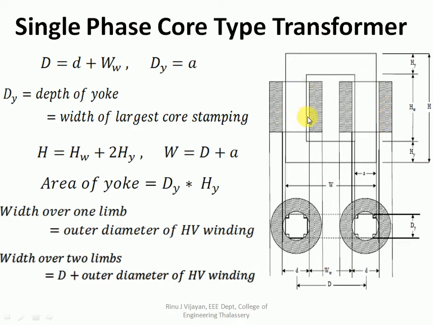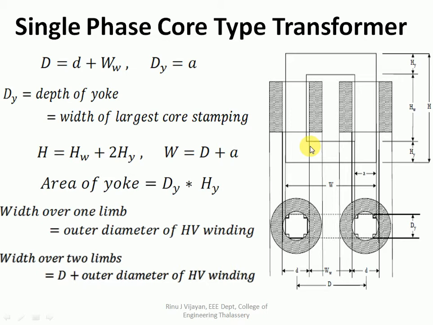This much portion is indicating the circumscribing circle. If you see the same in the horizontal cross section, you will be able to see this is the circumscribing circle, and this portion is actually the windings. The diameter of the circumscribing circle is indicated as small d.